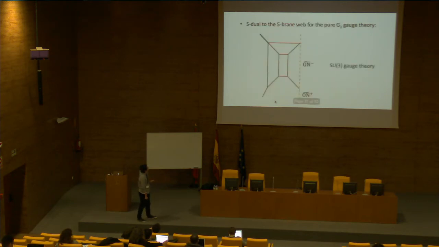So if we perform the 90-degree rotation, we have this three-color configuration, which is not on top of an orientifold. So this web diagram looks like an SU(3) gauge theory, and the question is what is the Chern-Simons level of this SU(3) gauge group?